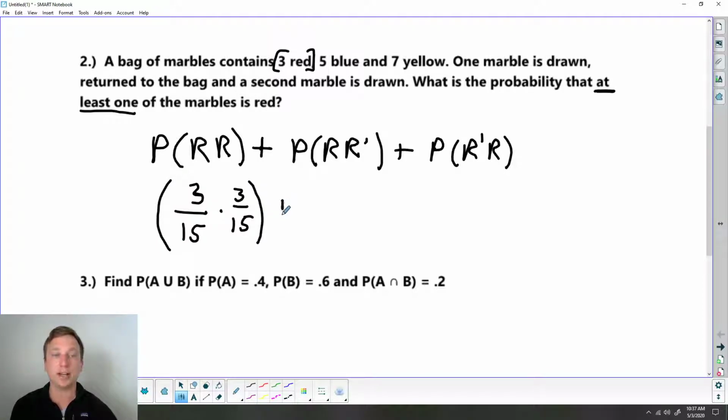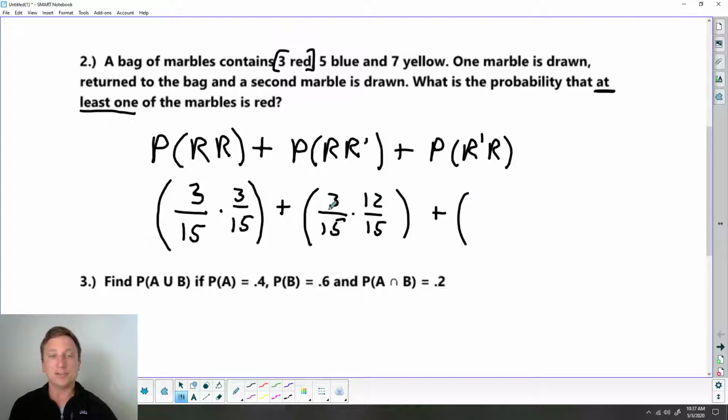This is both red. Or I can have the first one be red and then the second one be not red. Well, if I have 3 of the 15 red, that means that I have 12 of the 15 that are not red. And we see 5 and 7 make 12. Or I can have this flipped. So I draw a not red first, then I draw a red second.